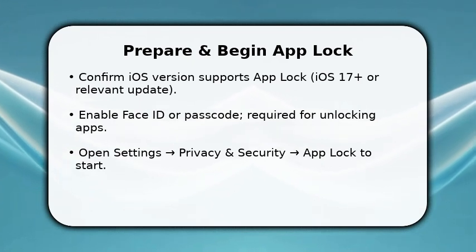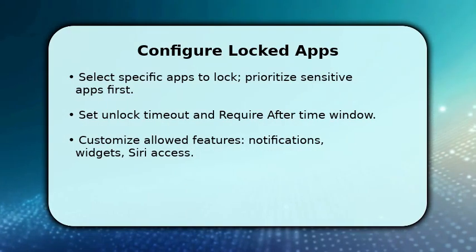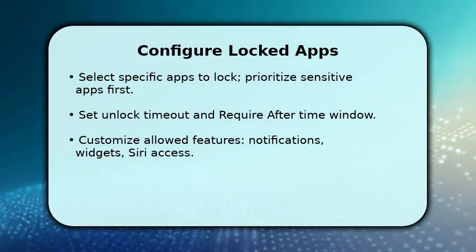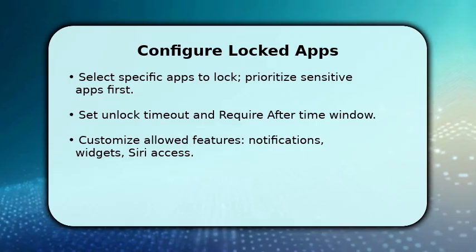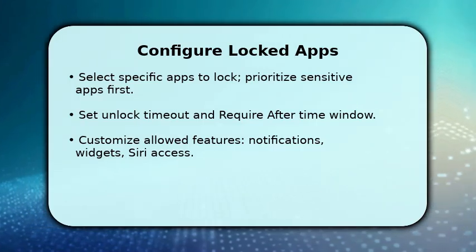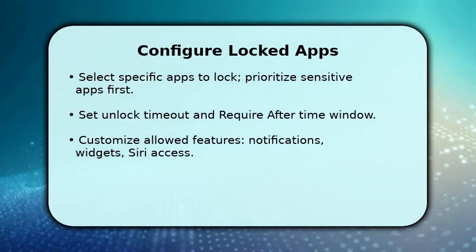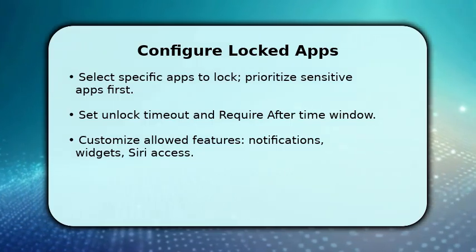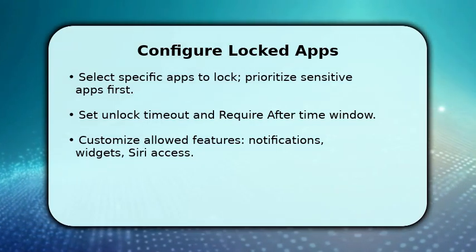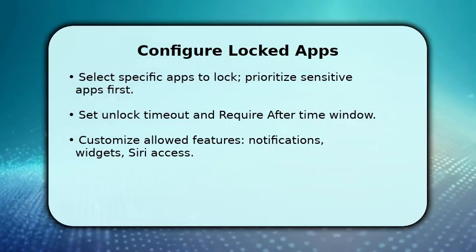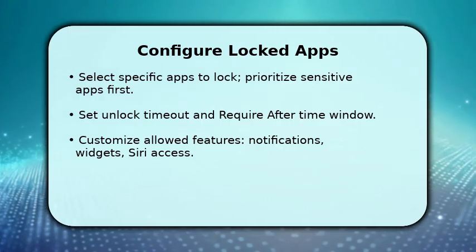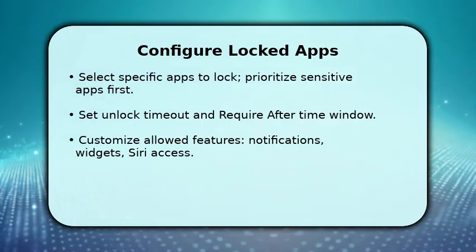Once App Lock is enabled, you'll pick the apps to protect. Start with banking, email, messages, and any app with personal data. Next, set the unlock timeout. Choose immediate lock, 1 minute, or longer based on convenience versus security. Make sure to adjust require after so apps relock after the chosen interval. Also, decide whether notifications, widgets, or Siri should be limited when an app is locked. These settings reduce data exposure while preserving usability.